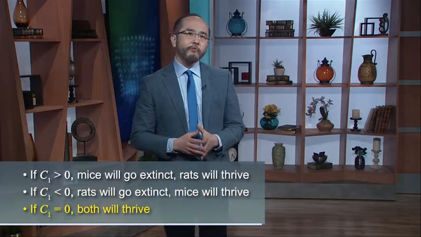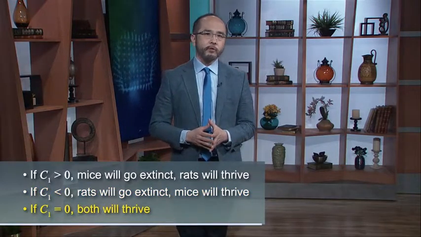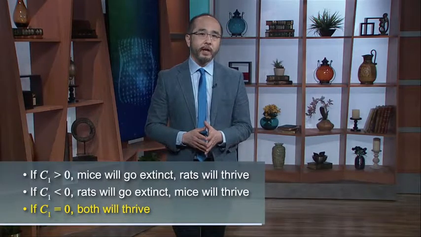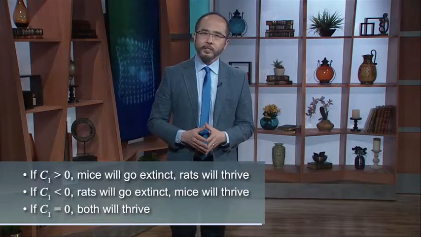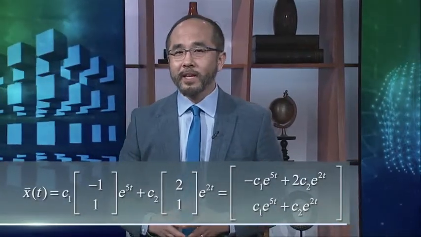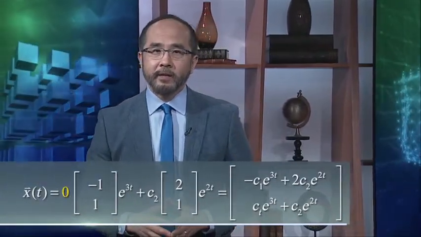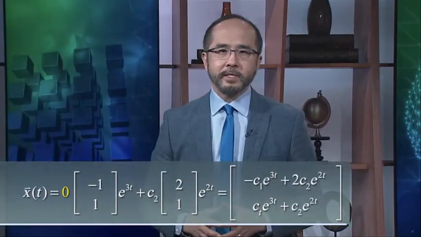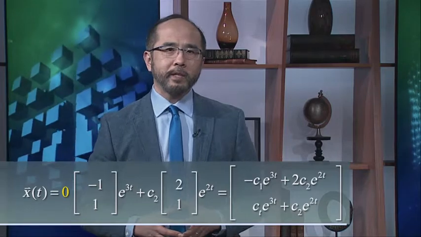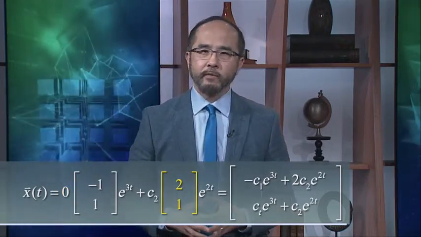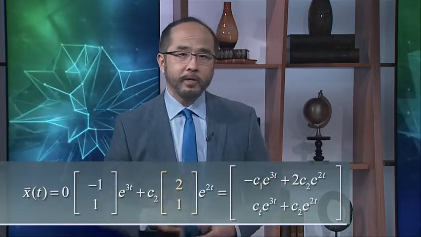And what we learn from the form of the solution is that there's a middle ground where C1 equals 0, where both populations will thrive. For what initial conditions will this happen? Well, looking again at the general solution, you can see that if C1 equals 0, then there's only the second term, and because of the second eigenvalue, the populations will be in the proportion of 2 mice to 1 rat. This is the critical ratio.